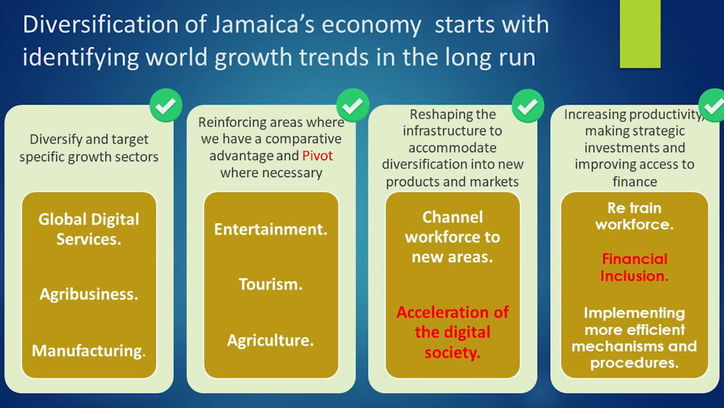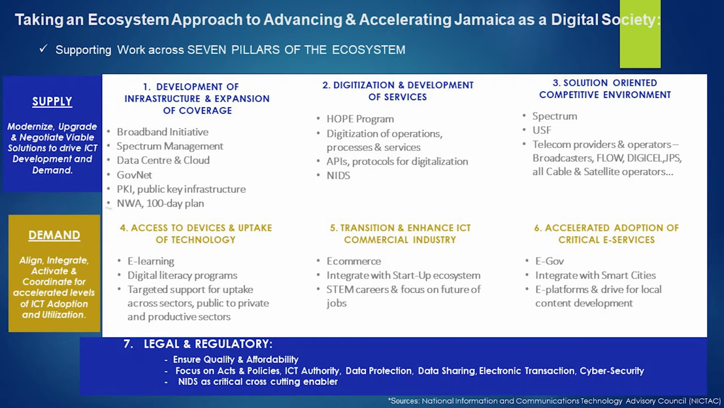Now, in terms of drilling down into the build out of the digital society, there are two fundamental points to this. One is on the supply side and the other is on the demand side. In terms of the supply side, we want to ensure that three components are looked at. One is the development of infrastructure and the expansion of coverage. You're talking about broadband, spectrum management, data centers, cloud build-outs, as well as other areas that will help to ensure that the infrastructure around our IT build-out is rigid and very sound.